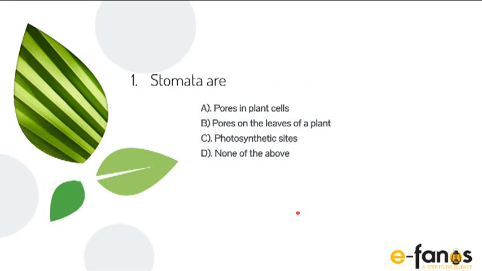Alright, it's review question time. What are the stomata? This is question 1. Are they A, the pores in the plant cells? Are they B, pores on the leaves of a plant? C, photosynthetic sites? Or D, none of the above? And the correct answer is B, pores on the leaves of a plant.